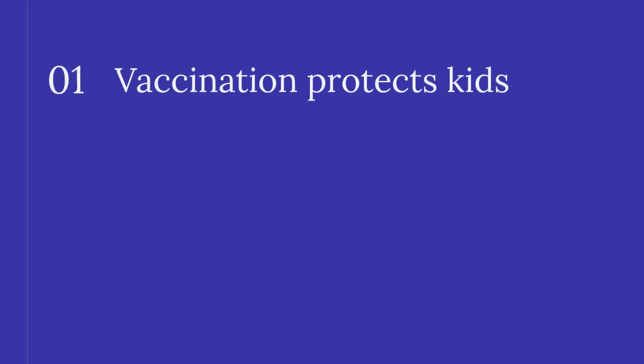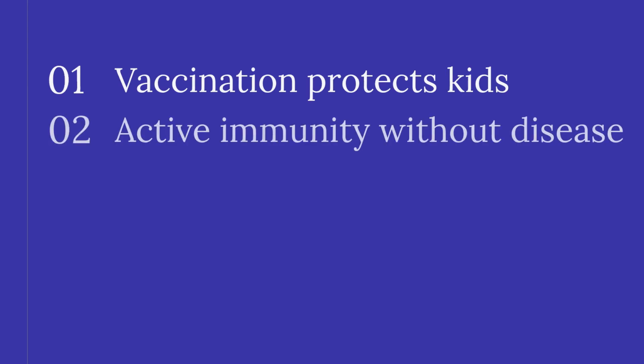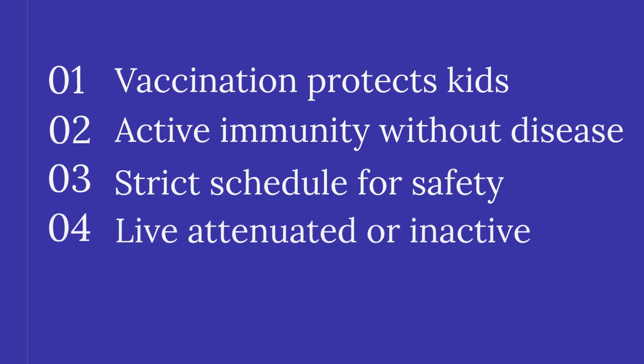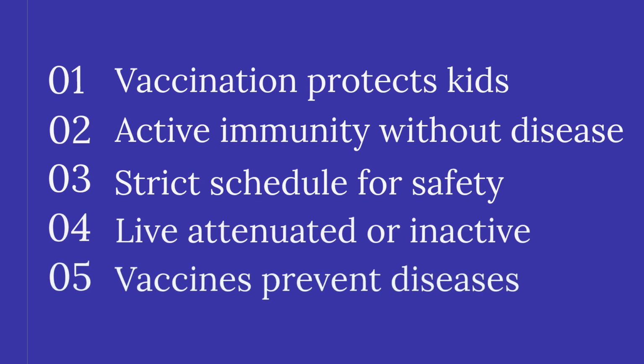Vaccination produces active immunity without disease development. A strict vaccination schedule protects children and communities. Vaccines introduce antigens and can be live attenuated or inactivated. Examples include measles, mumps, rubella, polio, and influenza. Vaccination is a critical tool in disease prevention.